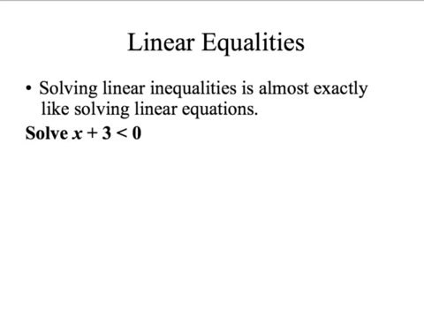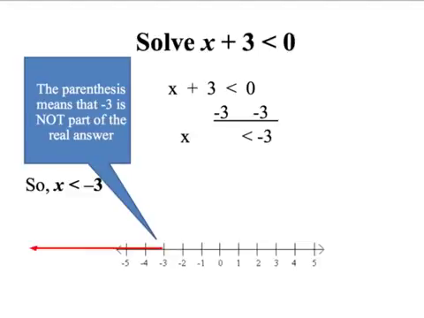Solving a linear inequality is almost exactly like solving a linear equation. So if you look at this problem here, this symbol acts almost just like an equal sign, and I need to solve for x. To solve for x, we would subtract 3 from each side, and we would end up with x is less than negative 3. Notice the graph of this inequality. I'm going to go ahead and put the parentheses in, and I have a parentheses because it's a less than. It's not part of the answer.